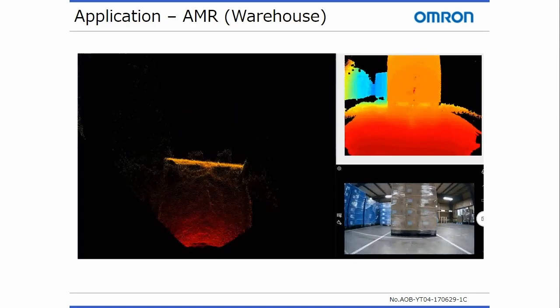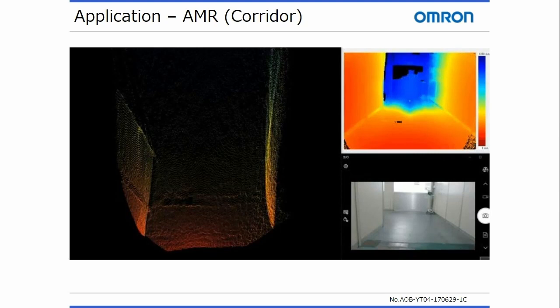The next video I would like to show shows the B5L on an AMR in a narrow corridor environment. I would like to highlight that this environment has a significant increase in surrounding object reflectivity from the previous warehouse environment. But this does not affect the ability to accurately detect obstacles or the environment.